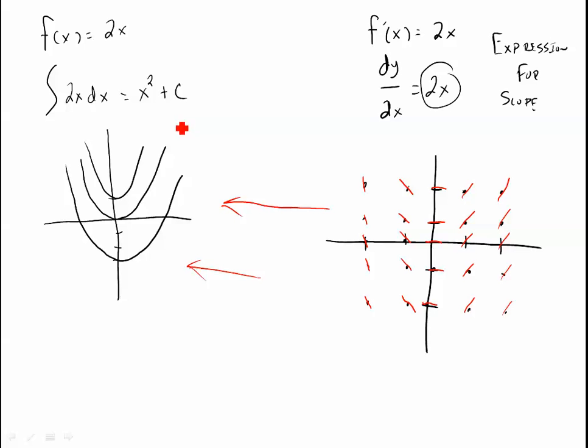Right? I could have taken the derivative of x squared plus any constant and ended up with 2x. The slope field is a graphical representation of all possible antiderivatives using tangent lines.